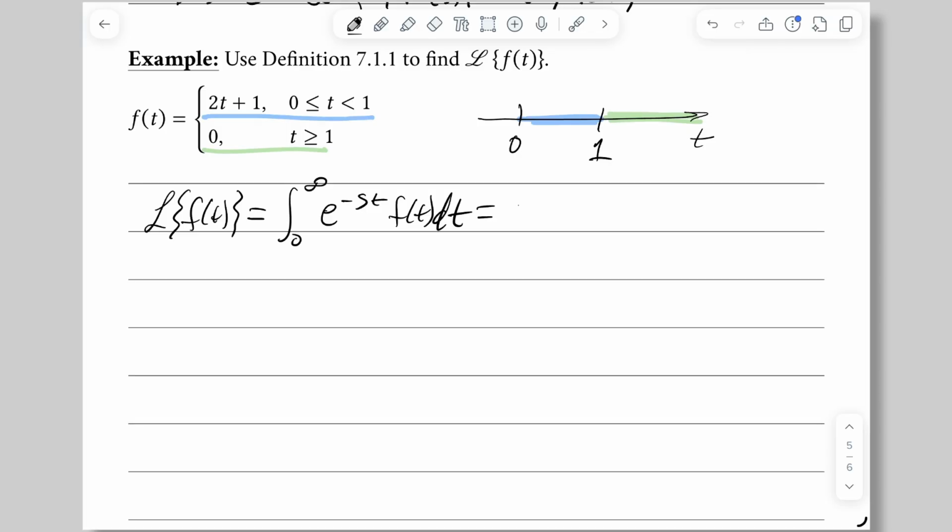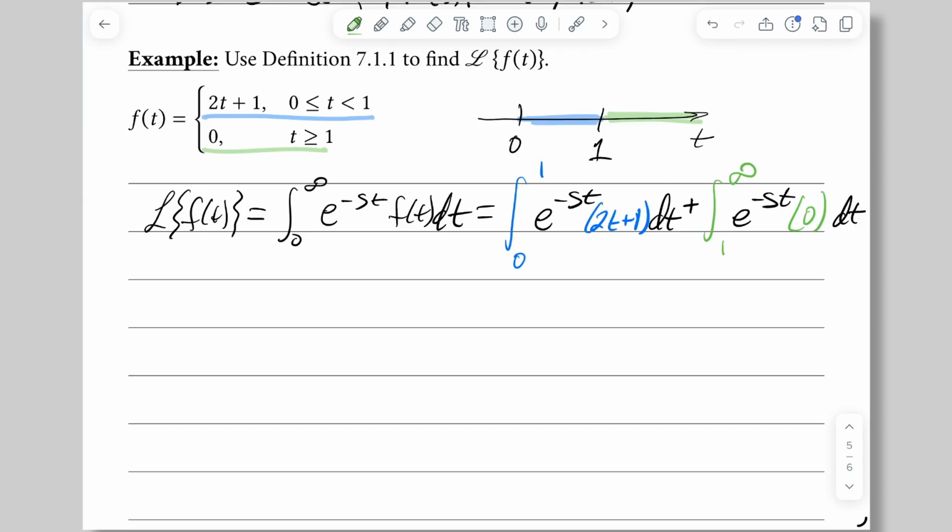But since f of t has those two definitions, what we're going to do is use two integrals. One goes from 0 to 1, and the other goes from 1 to infinity. e to the negative st is in both of them, and in both cases we're integrating with respect to t. On the interval from 0 to 1, our function is 2t plus 1. On the other interval, our function is 0.